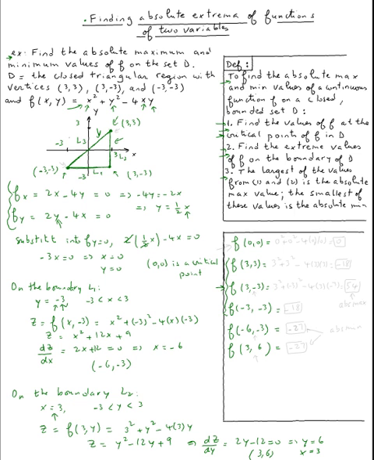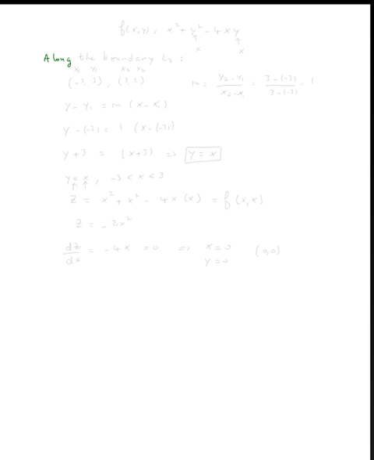Alright, now we need to see the function along L3. L3, the equation of L3, it's a line. I know 2 points. One of them is (-3, -3). The other one is (3, 3). So let me do it here. Along the boundary L3, I need to find the equation of the boundary. I have 2 points. I could also use (0, 0), it doesn't matter. (-3, -3) and (3, 3).